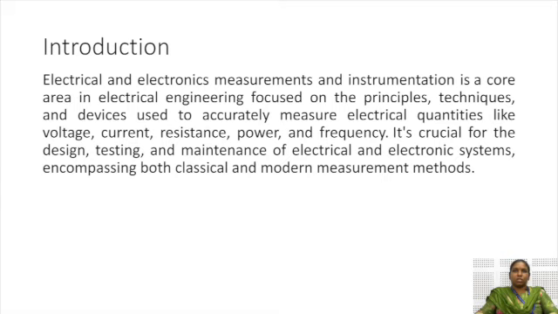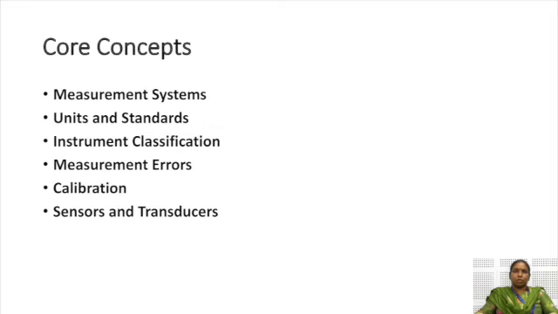Electrical and electronics measurements and instrumentation is a core area in electrical engineering focused on the principles, techniques and devices used to accurately measure electrical quantities like voltage, current, resistance, power and frequency. It is crucial for the design, testing and maintenance of electrical and electronic systems, encompassing both classical and modern measurement methods. The core concepts are measurement systems, units and standards, instrument classification, measurement error, calibration, sensors and transducers.